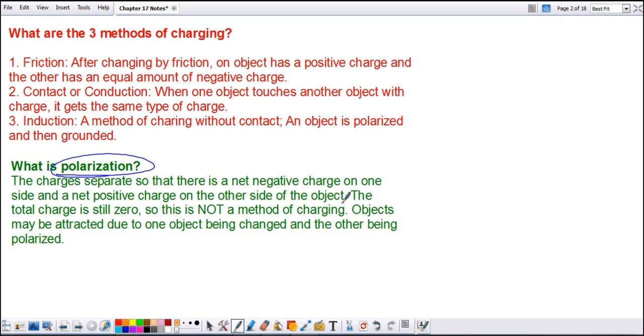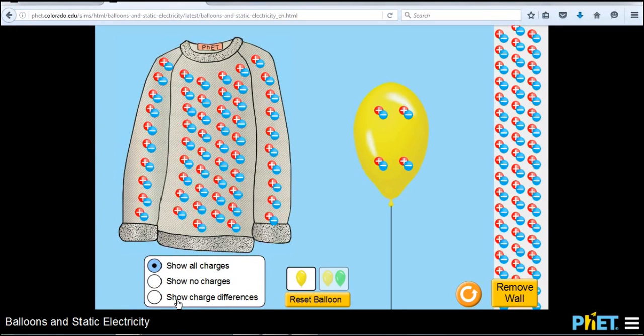The next thing is, it lets us know that when it's polarized, the total charge is still 0. So it's not a method of charging. The net charge for the whole object is still going to be 0 after this. It's just going to be polarized. And then the last one says objects may be attracted due to an object being charged and the other being polarized. So let's go ahead and go back to this.